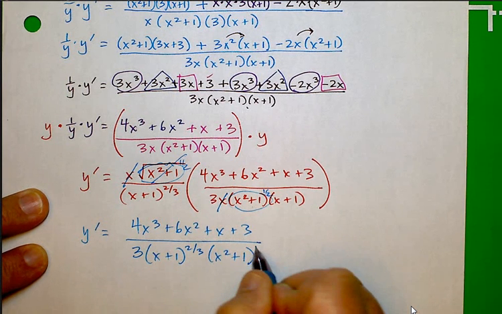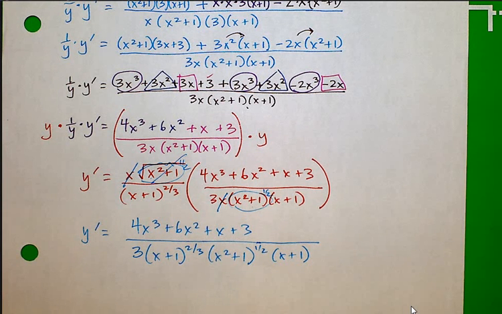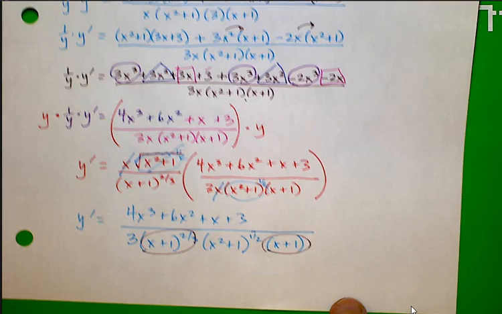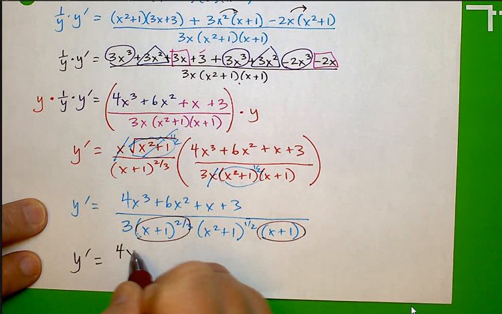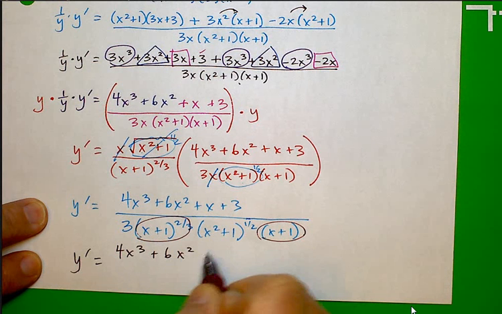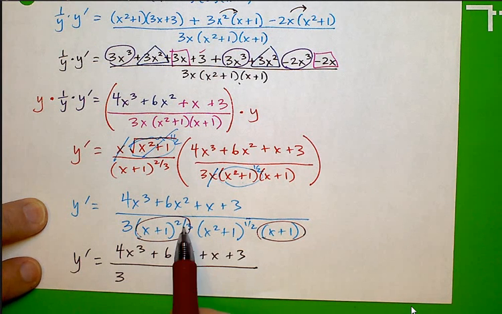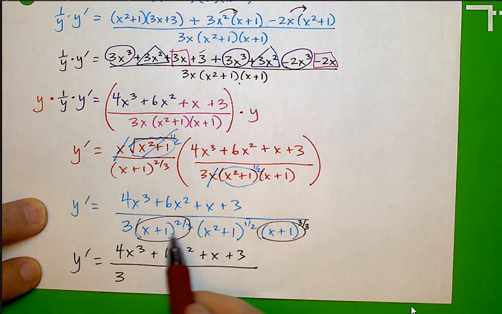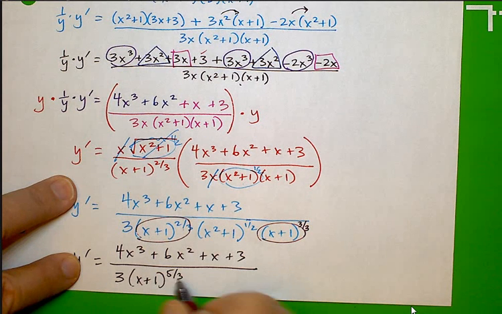Oh, actually, I just see this now too. Those two can be combined. Might as well use every inch of the page I can. The numerator stays the same. The denominator, if I'm multiplying these, then that means I need to add their exponents. So this is x plus 1 to the 5/3 power, x squared plus 1 to the 1/2 power. Finally, circle that, and we're done.